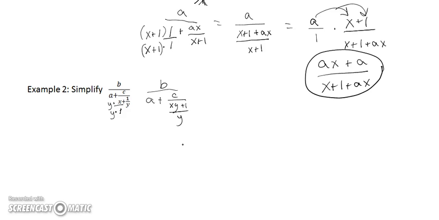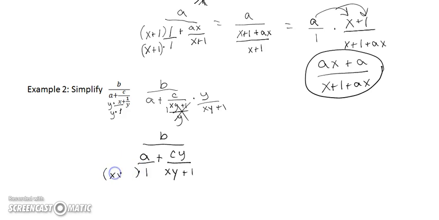Then I would multiply the c by the reciprocal of that fraction, y over xy plus 1. And now the c would just be over 1 when you're multiplying. So the b stays the same, the a stays the same, and it'll be plus cy over xy plus 1. Alright, now we need this denominator to be one fraction. So our common denominator is xy plus 1. So the a is just over 1 right now, and I would multiply by xy plus 1 on top and bottom.